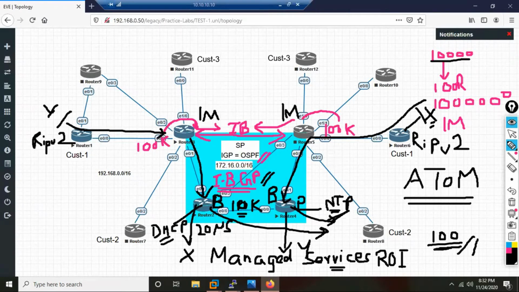Plus now additional new opportunities for doing business, managed services, advanced services, services like that you started offering to customers. So that's the reason this migration happened. That's the reason MPLS became a huge hit in the market.